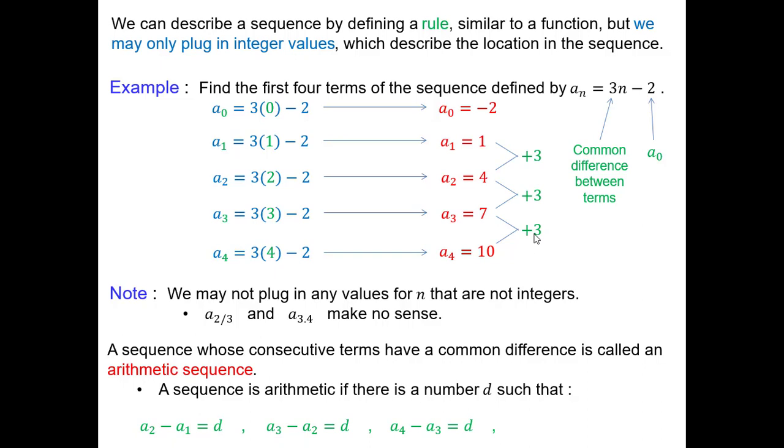So in general, we should realize that for an arithmetic sequence, any term in the sequence minus the term that comes right before it, a sub n minus 1, will always be the same common difference of D.